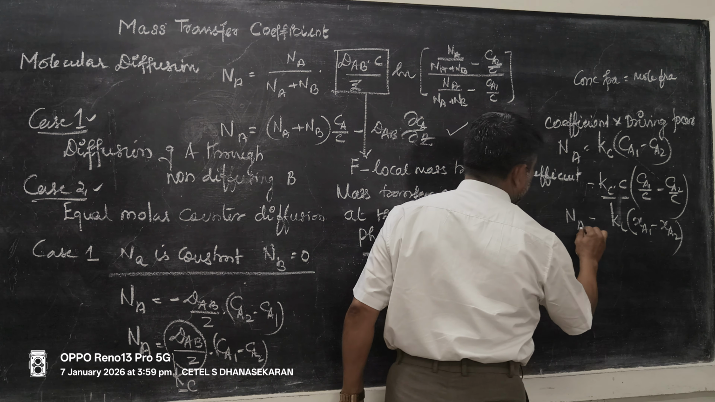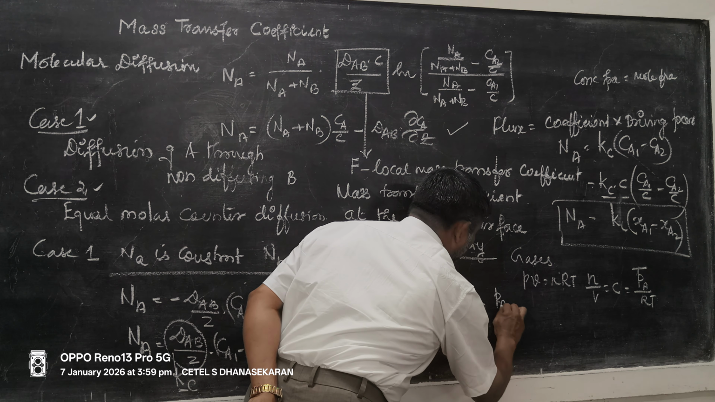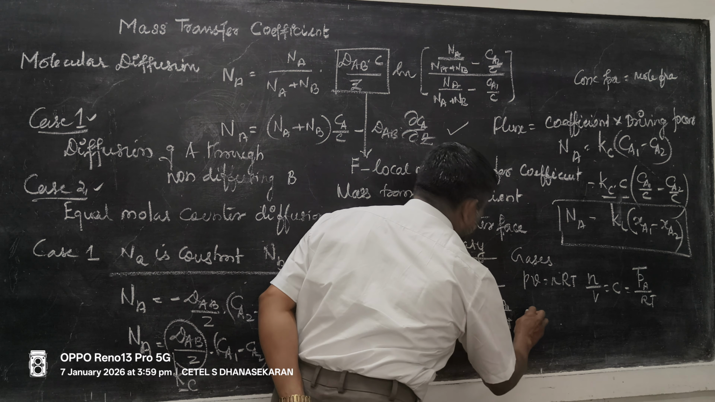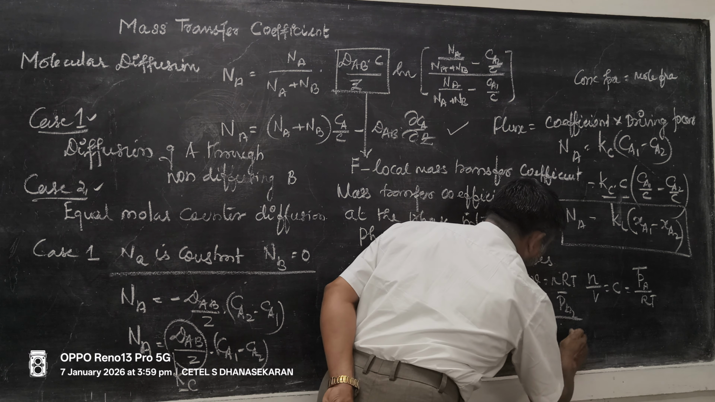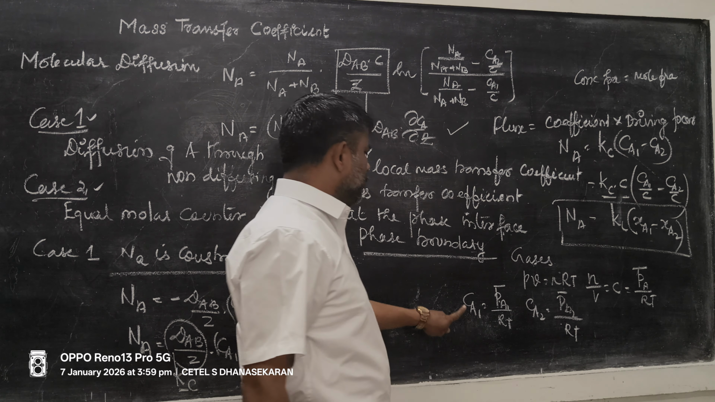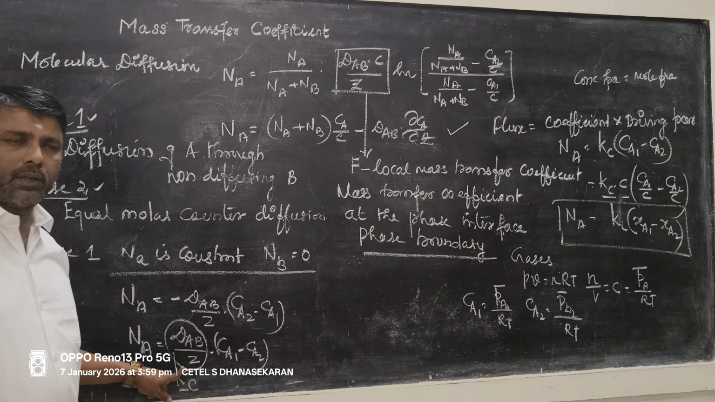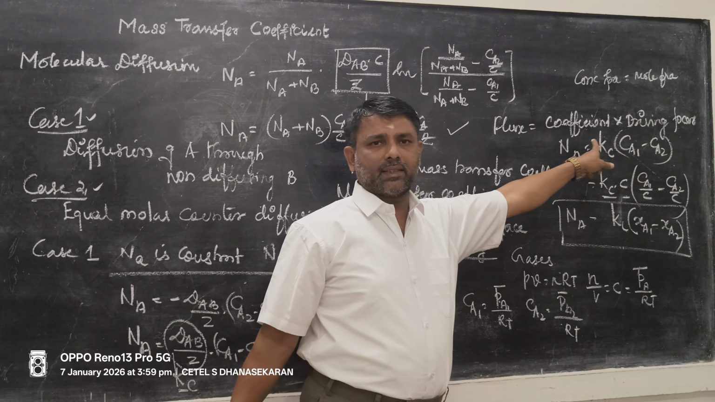For gases, PV is equal to nRT. n by V is nothing but concentration. It is equal to partial pressure of A divided by R into T. Now I am going to substitute CA1 is equal to PA1 bar divided by R into T. Similarly, CA2 is equal to PA2 bar divided by R into T. Now I am going to substitute this information in the base equation for gases.